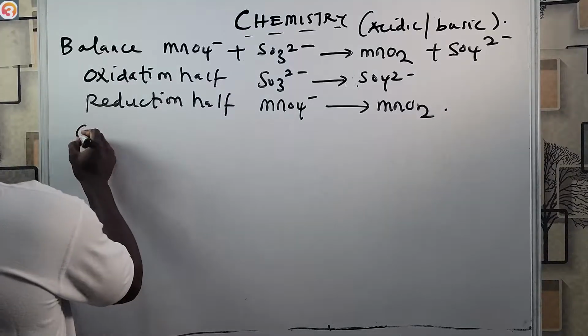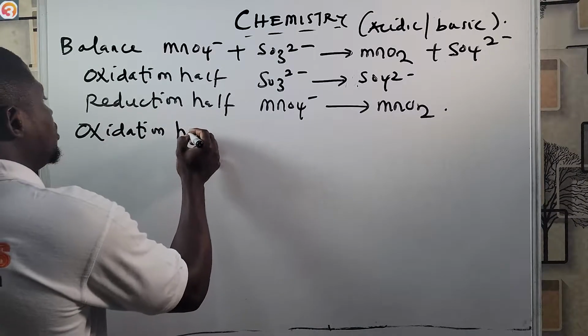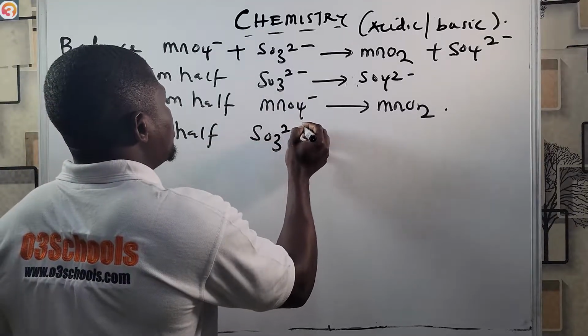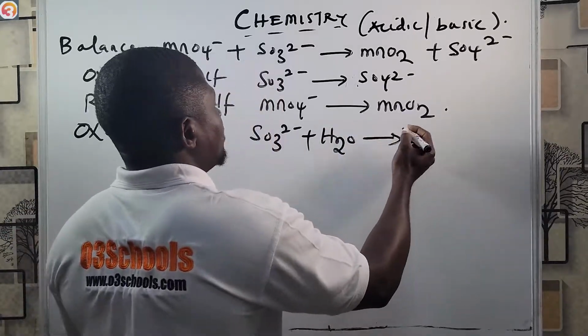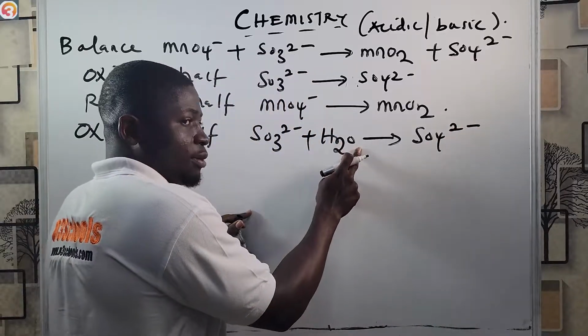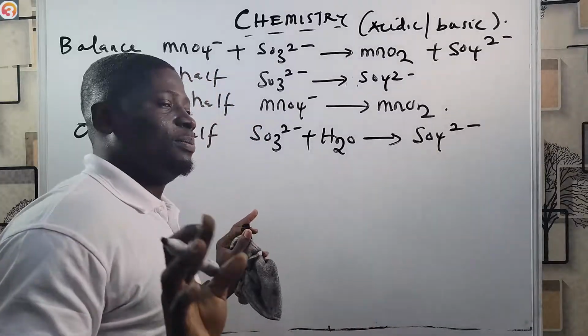So for the oxidation half again, I'm going to have SO3 2 minus, plus H2O, which will give us SO4 2 minus. So we have 1 atom of oxygen here plus 3, making it 4, then 4 atoms of oxygen here. So it's balanced.